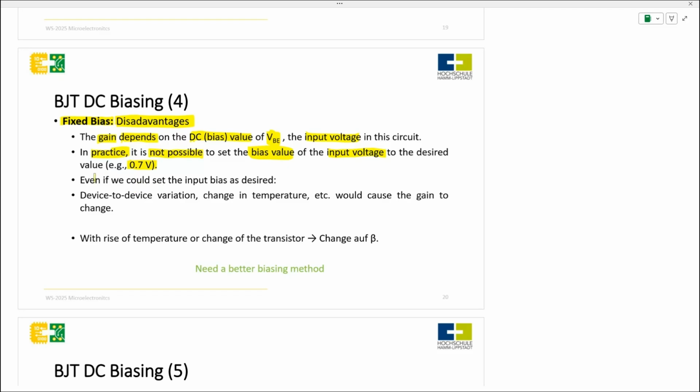But even if we could set the input bias as desired, the device variation, the change in temperature, etc., will cause the gain to change. Finally, with a rise of temperature or change of resistor, our gain will be changed. And finally, we need a better biasing method.